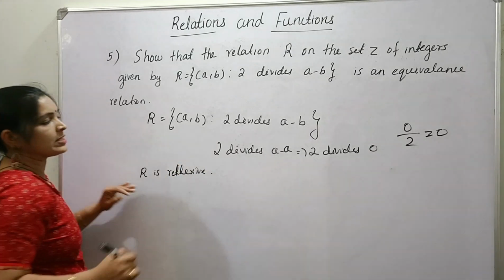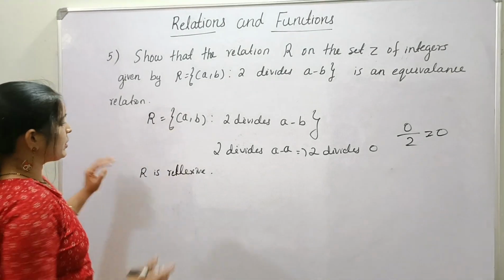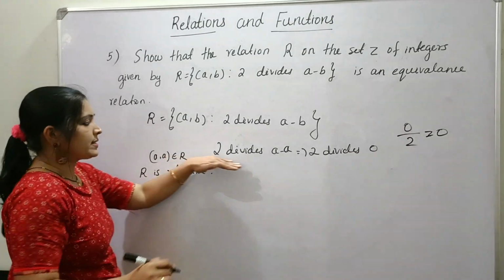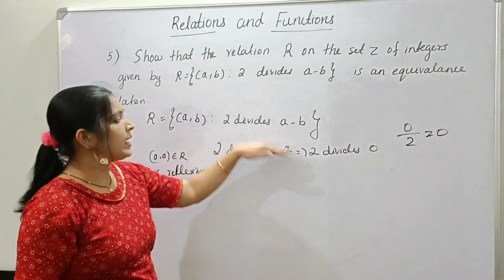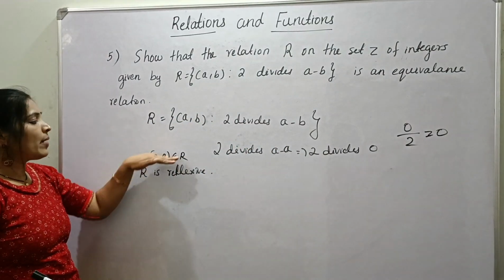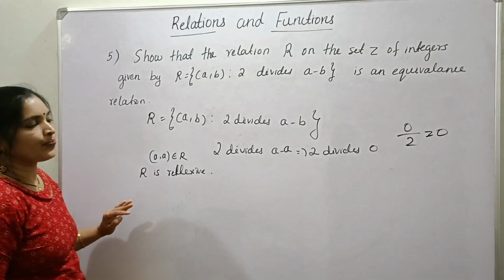This R is reflexive. Okay, next, because (a, a) belongs to R. Since 2 divides a minus a, (a, a) belongs to R. Since (a, a) belongs to R, R is reflexive.